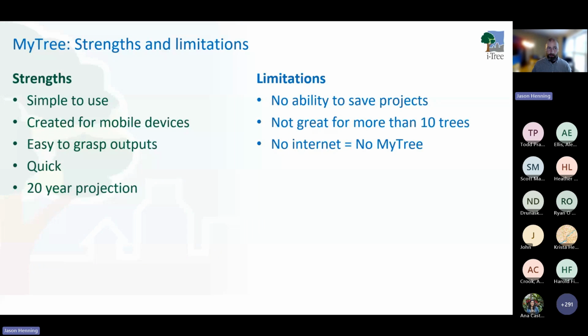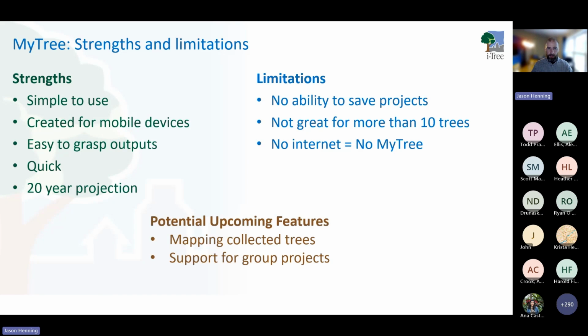Some of the strengths: it's super simple to use. It's meant to be used on a mobile device, so it's designed for that. Really quick, and it does that 20-year projection. You don't need to really think about projecting out over time, but it does give you those bigger benefits. Limitations: you can't save projects. If you start to do more than 10 trees, it just gets a little tedious on your phone, and you need to have an internet connection. We might have some new features coming up with MyTree. Some things that we're looking into is perhaps mapping those collected trees from everybody and supporting group projects so different people can measure trees, contribute to the same results.